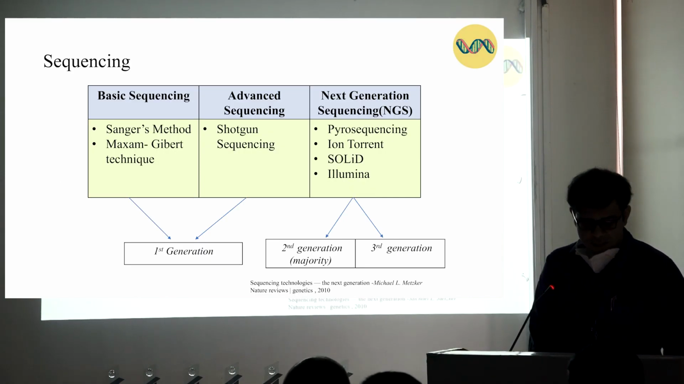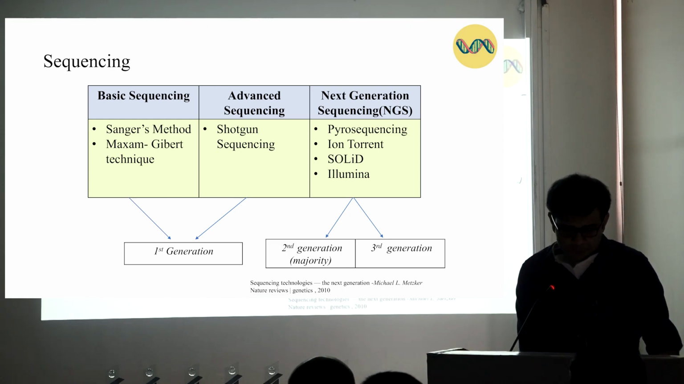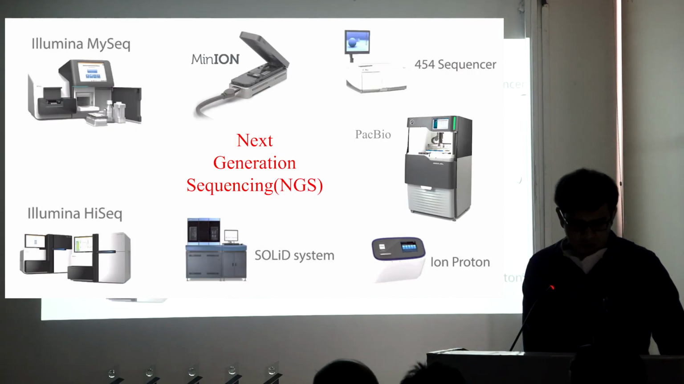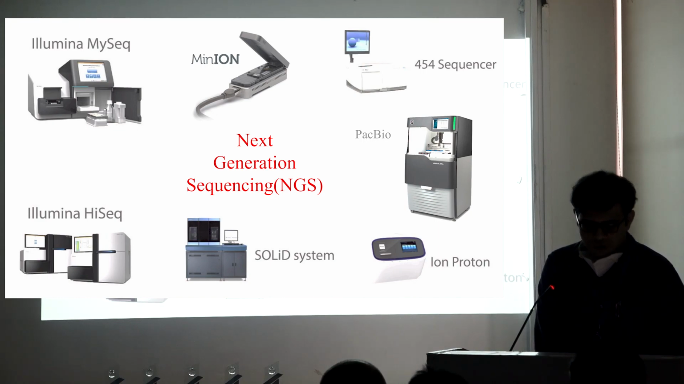So the basic sequencing is like the Sanger. There is an advanced thing called shotgun, and the next generation, that is the pyrosequencing or the Ion Torrent and all. So these are the newer ones. These are the machines, really small machines. These are not big ones like the MALDI or something. You can even carry it in your pocket, the MinION.